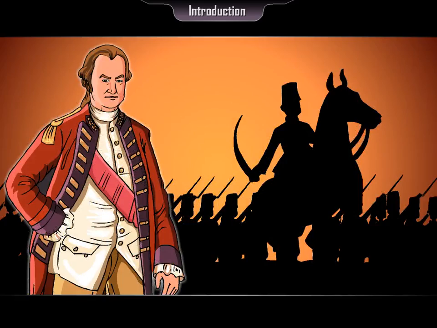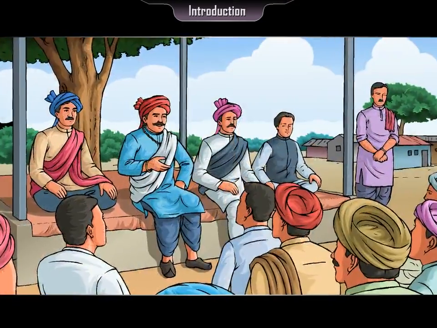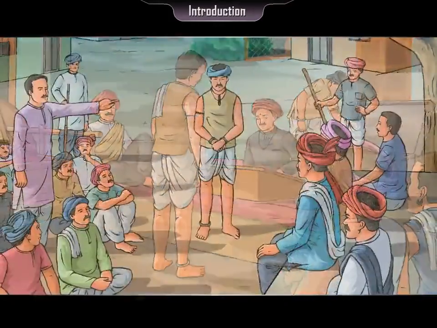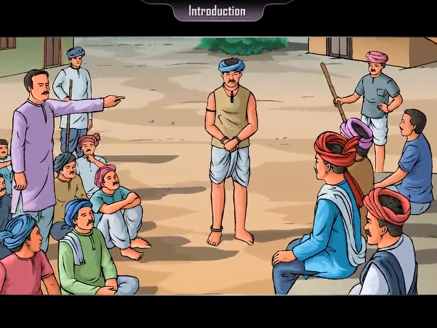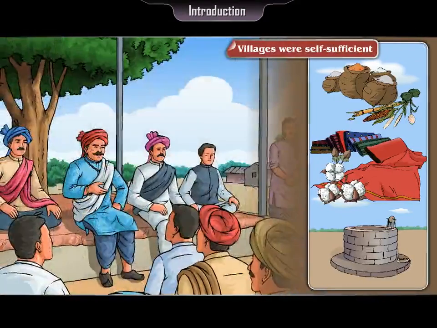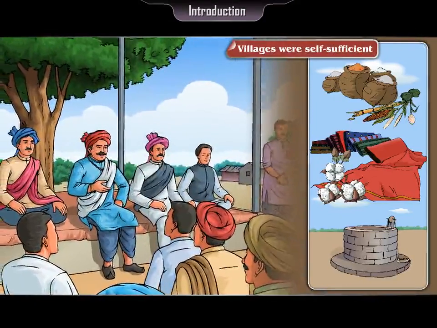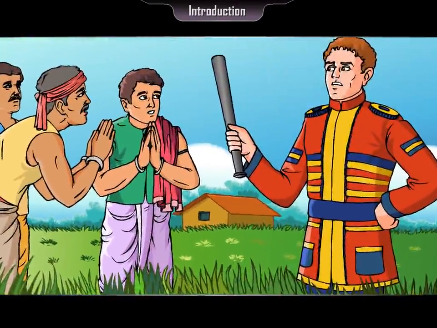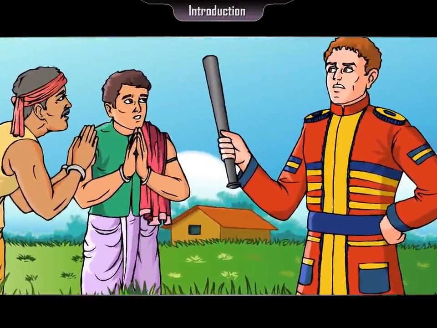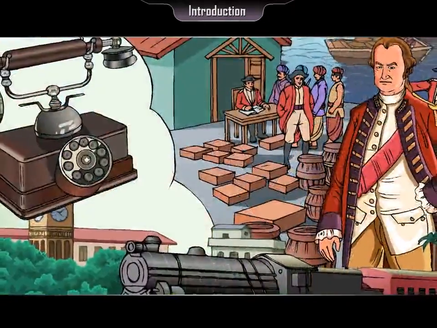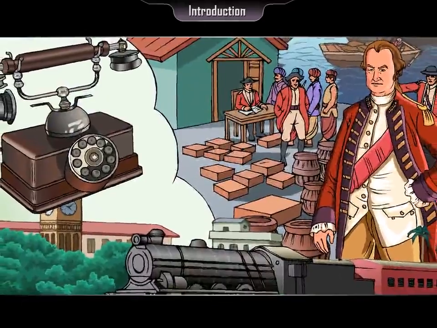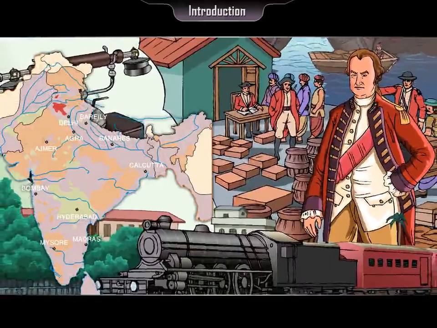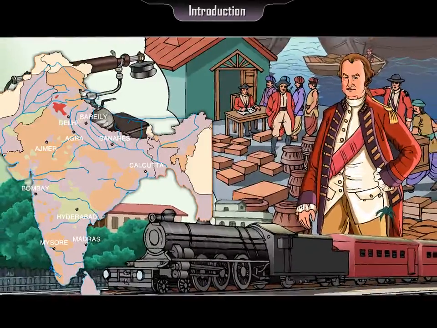Before the British started ruling us, villagers used to manage themselves. They collected taxes. They settled disputes. In other words, we could say that our villages were self-sufficient. The British did not do anything for the development of villages. Rather, they concentrated on the development of cities for their own benefit. As a result, cities developed more than the villages.